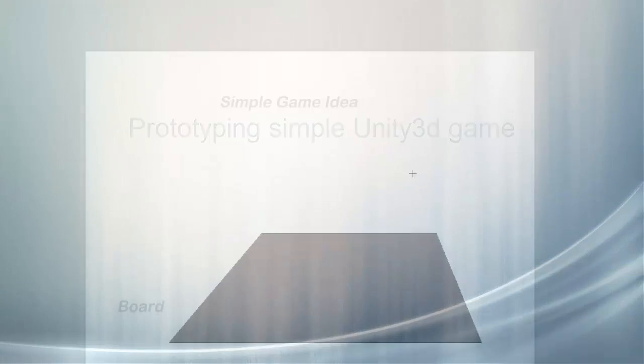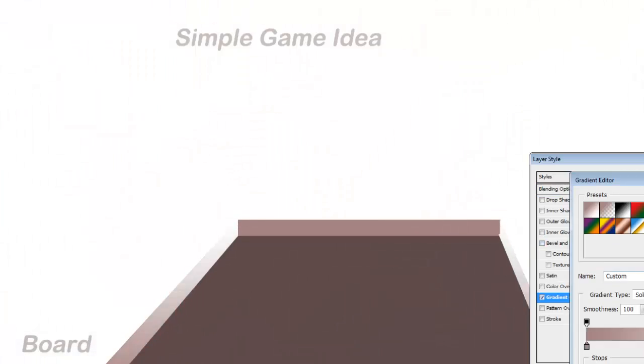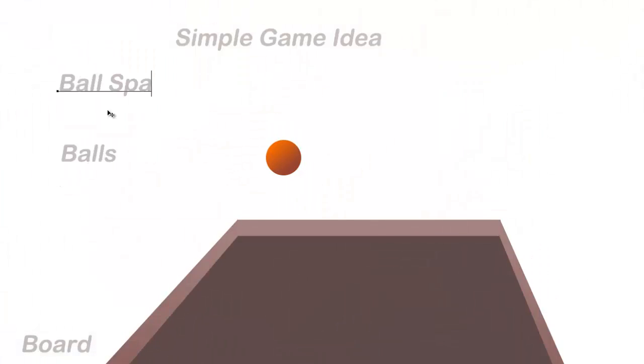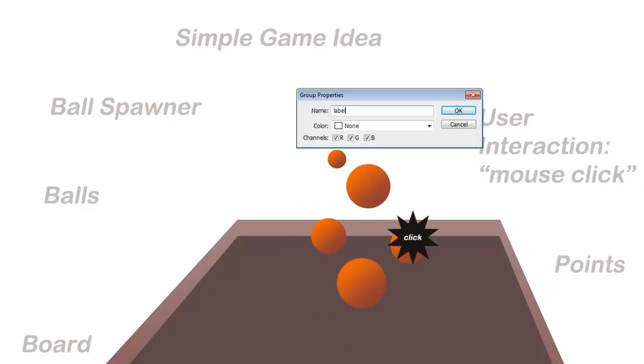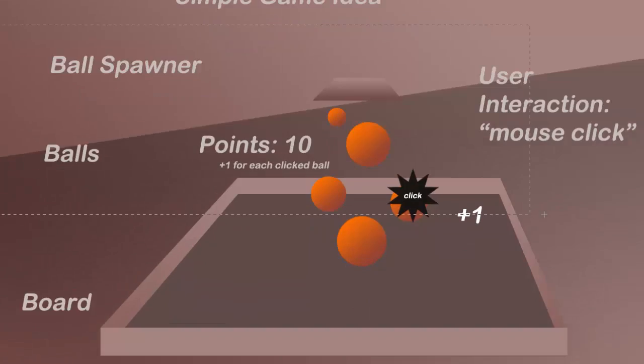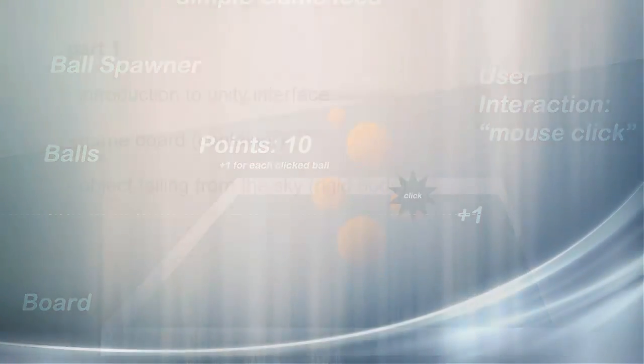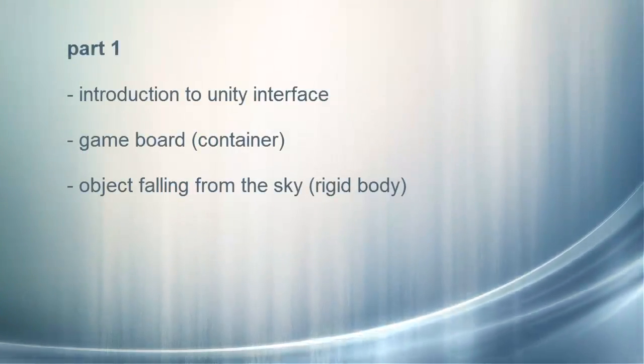What we need here is a very basic idea of the game. So as mentioned, let's create a container with balls generated by the spawner and award the user with 1 point every time he clicks a ball. This tutorial is split into 3 parts.